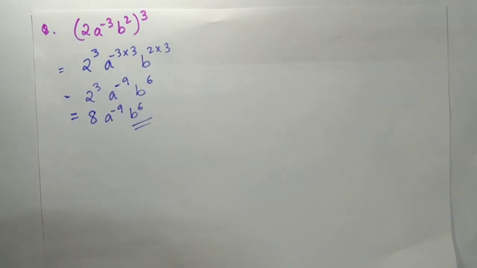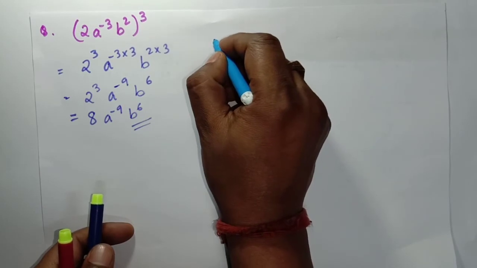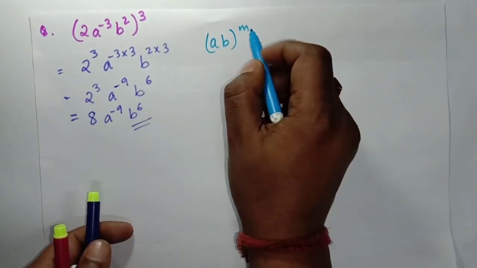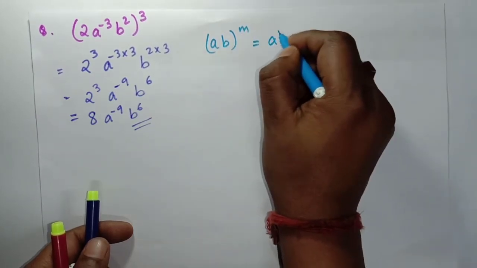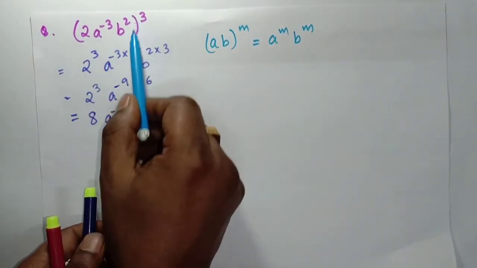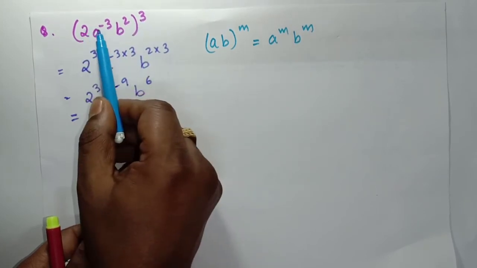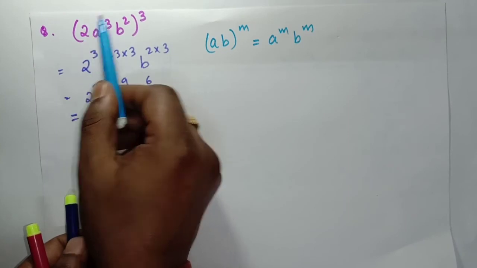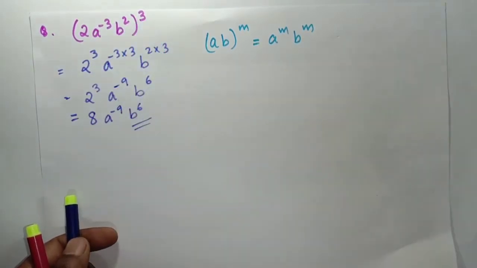So in this, the rule I have used is this rule. Suppose (ab) to the power m is there, so outside m is there. So what can I do? This m belongs to both. That means a to the power m, b to the power m. Similarly in this question, the bracket is there and the power index is 3. So this 3 belongs to 2 also, a also, b also. That's why nothing of is 1. So 1 into 3, minus 3 into 3 and 2 into 3.